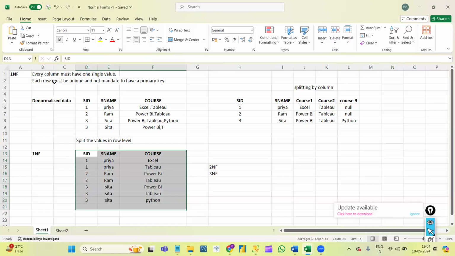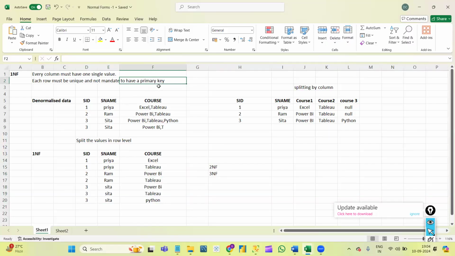And the second rule is each row must be unique. If you can see, they are saying each row, not every column. So we just need to check the row. No data is repeating in the row, correct? We have unique data only in the row, and not mandated to have a primary key. That is one more rule.